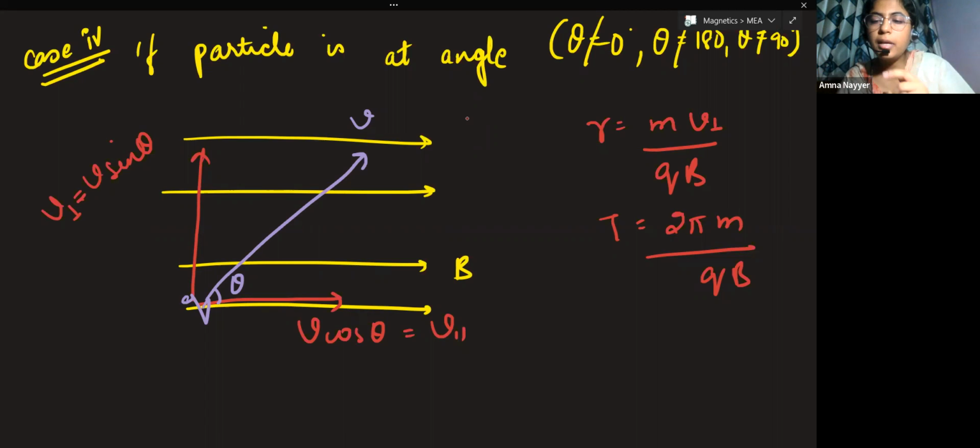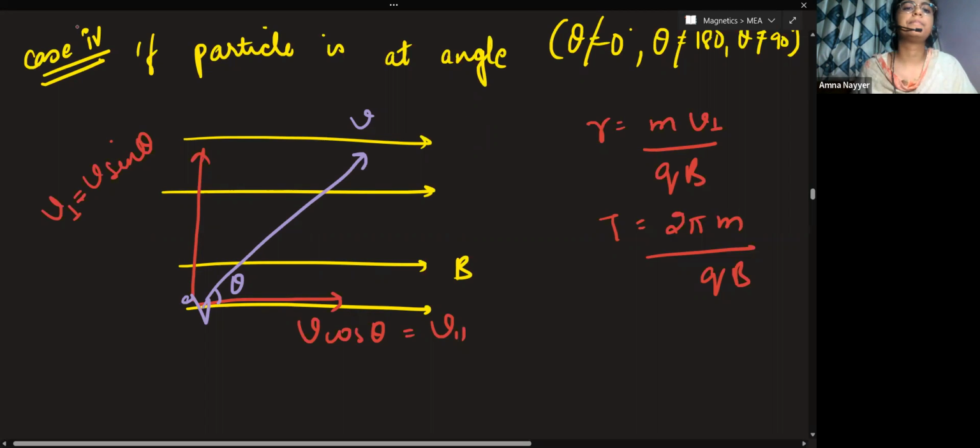So can you name any motion, from your knowledge or just by guessing, if the particle is moving forward and upward also? Any guesses right now?